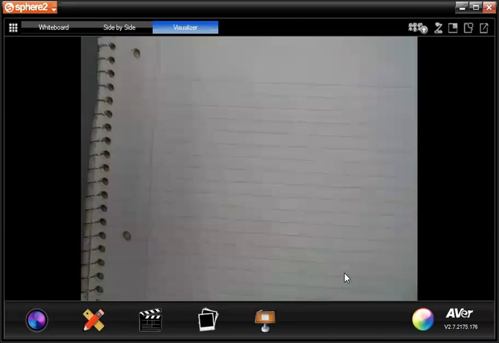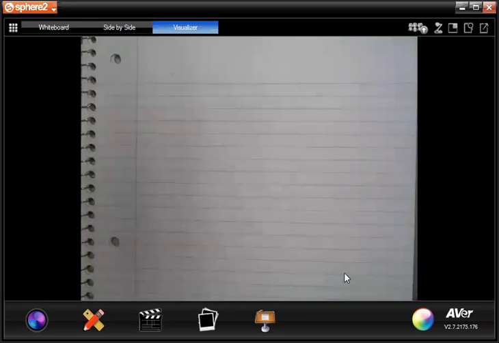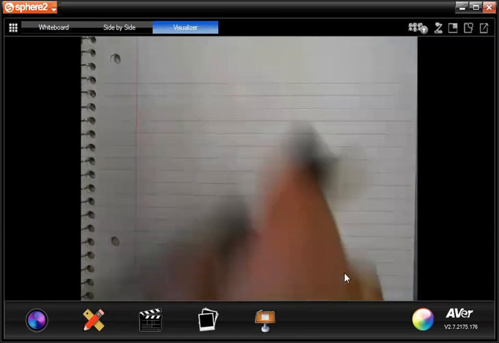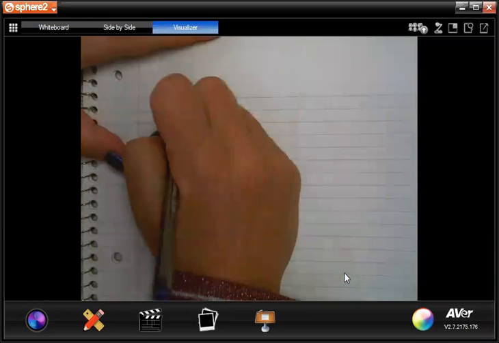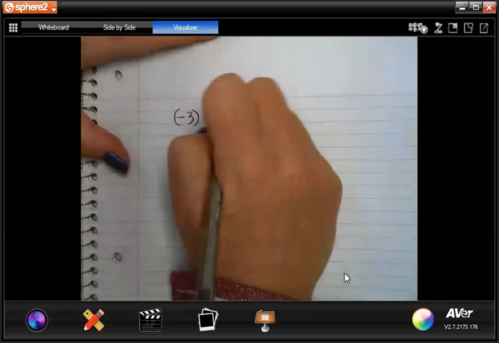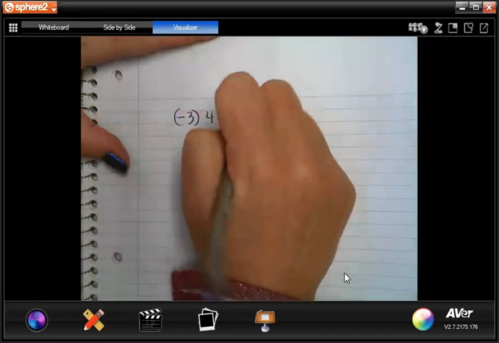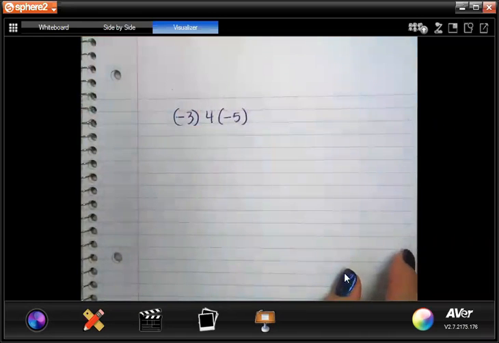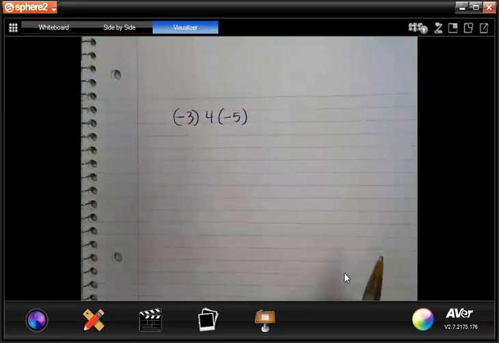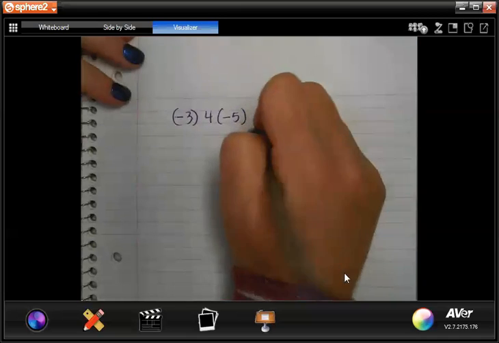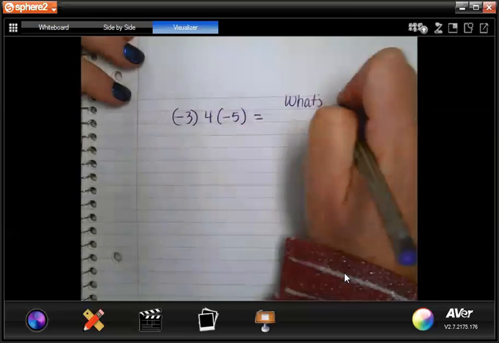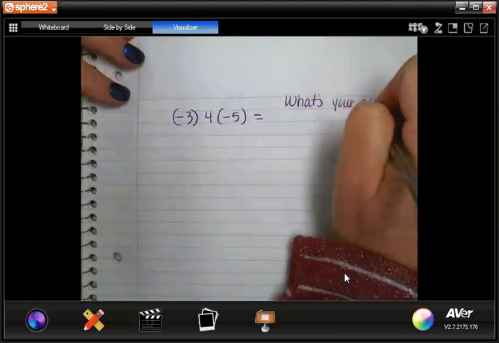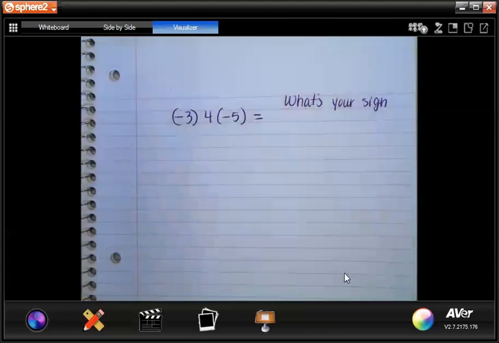Now, life would be fantastic if all we had to worry about is two integers being multiplied together. However, that's not reality. Sometimes you're going to come across problems that might look like this: -3 times 4 times -5. Now, I do not want you to solve this. My question to you is this. What's your sign? Without answering any of this, is your product going to be positive or negative?